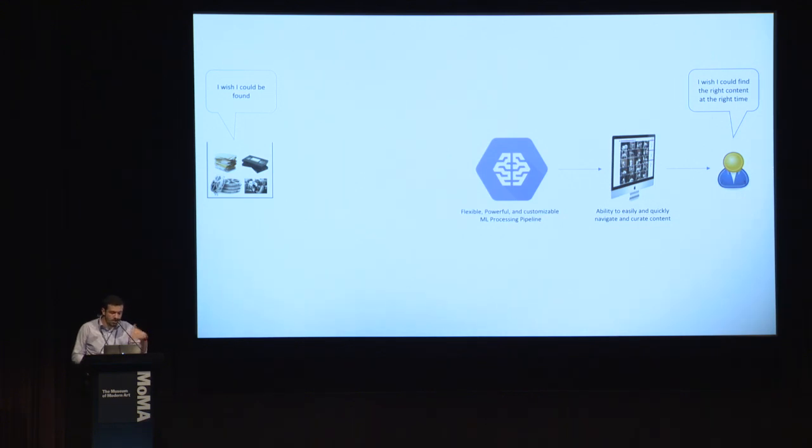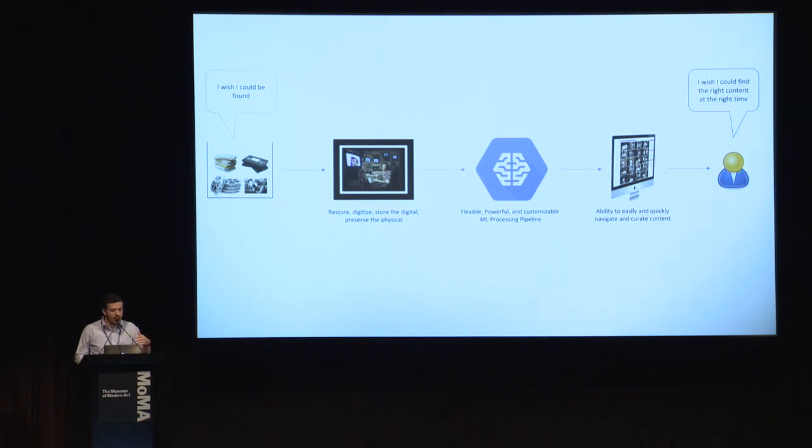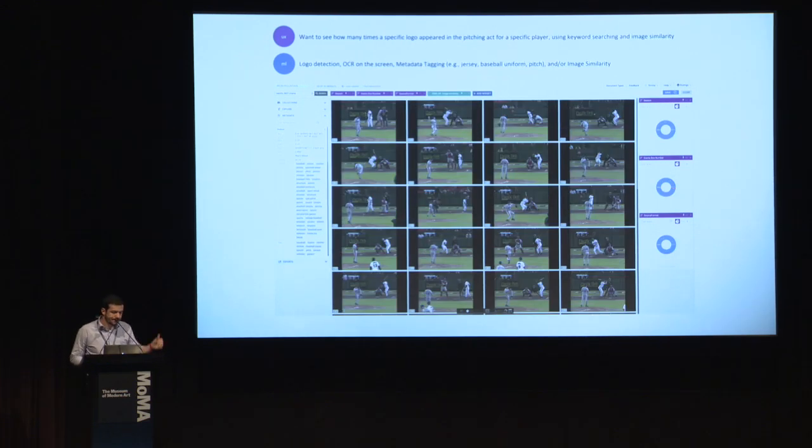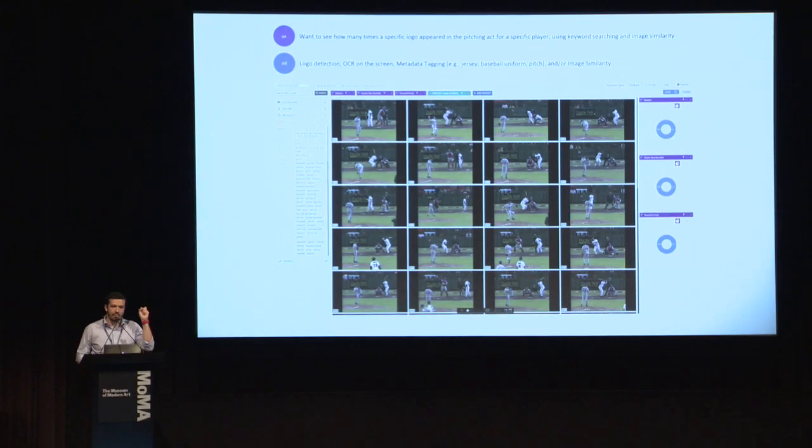Then, of course, I need to use machine learning, right? I need some power to filter the noise here. And then, by the way, in some cases I have physical data that I need to digitize and preserve, and we can do this end-to-end. For example, in this case, the user experience is you wanting to see all the clips from a particular camera cut. Here I'm using machine learning to do image similarity, to find all the clips with this image from this camera. Here, for example, I have the act of pitching, right?